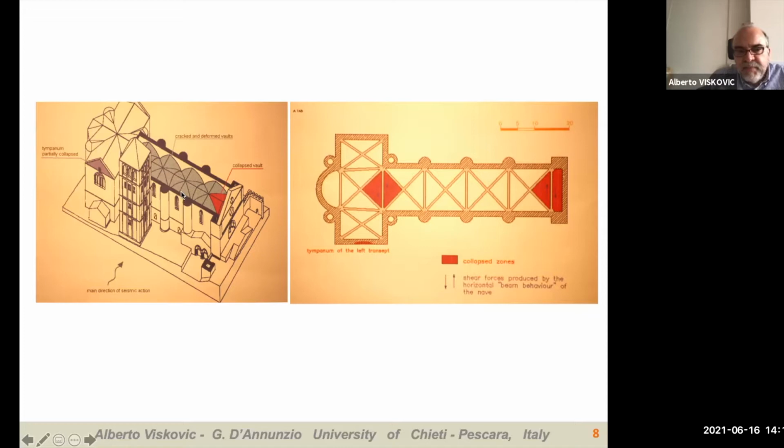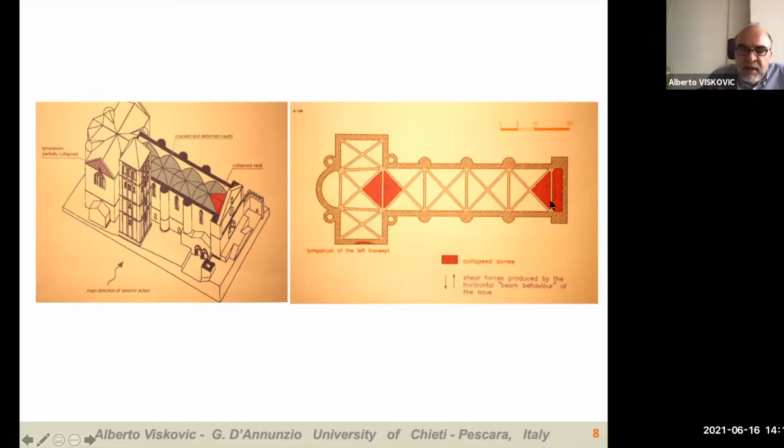Why did these two vaults collapse? Because they are near the supporting structures, the facade and the transept, when we have the transversal action of a seismic action, so we have a concentration of stress just at these two points. Another observation is that only two arches, the transversal arches, collapsed, while the diagonal arches did not collapse.